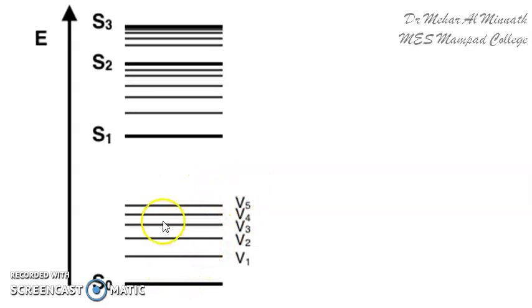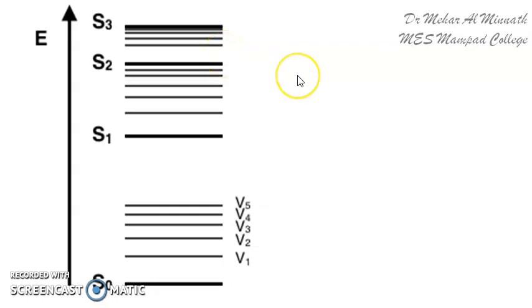Okay, so every electronic state will have vibrational levels, and we have seen that as you move on to higher excited states, the energy gap between the electronic states comes down, is minimized or lowered, and the vibrational levels tend to overlap.